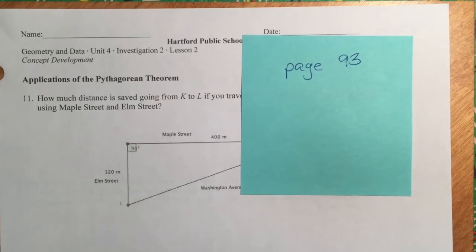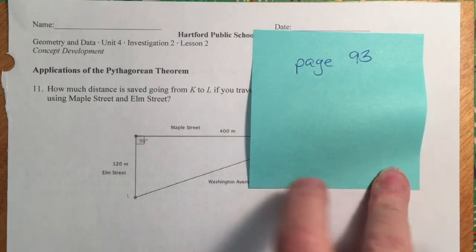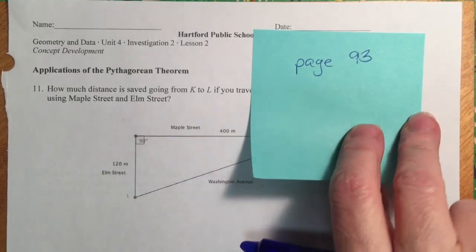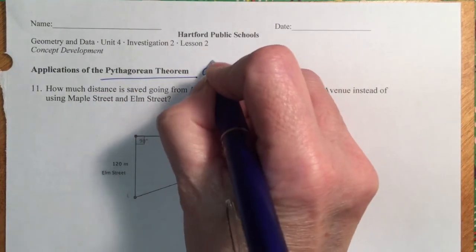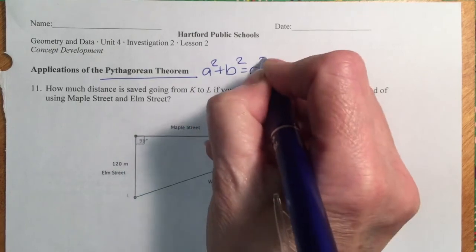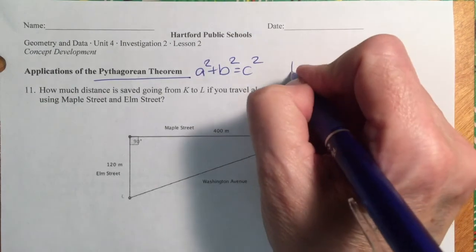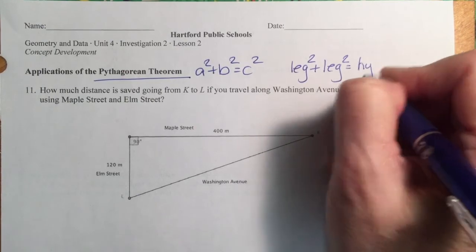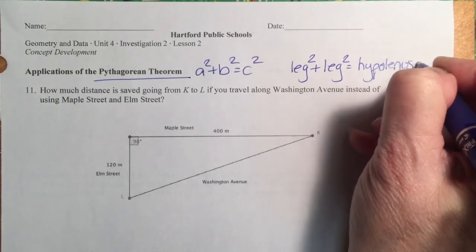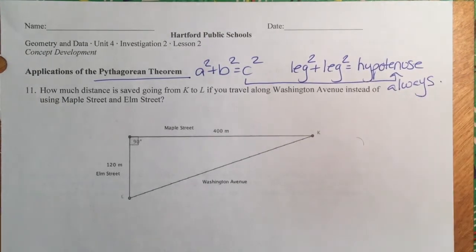All right, also talking about right triangles, there's one more thing that you have seen before, and we're going to talk about it now. On page 93, we're going to talk about the Pythagorean Theorem, which is a squared plus b squared equals c squared. You probably remember that. A and b are the legs, c is the hypotenuse. So that's saying leg squared plus the other leg squared equals the hypotenuse squared. C is always the hypotenuse. Doesn't matter which number you're missing, c is always the hypotenuse, okay?